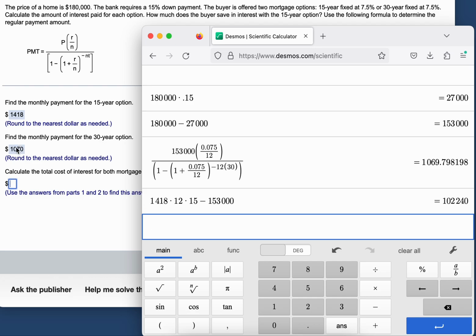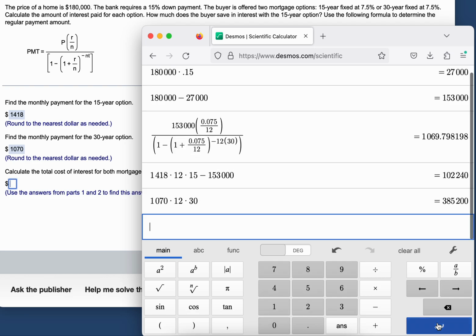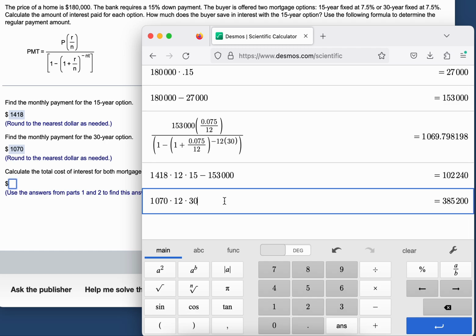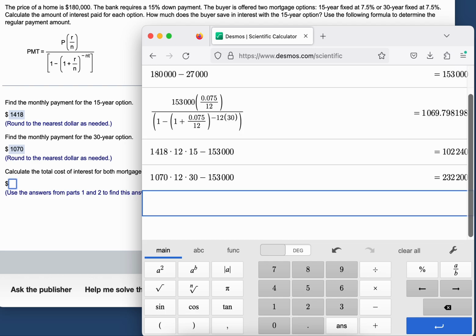That is, each month you're paying $1,070. You're doing that 12 times in a year, and you're doing that for 30 years. Okay, so that is for the 30-year mortgage. If I subtract off P, that's 153,000. Okay, this is the amount of interest that you are paying on the 30-year loan.